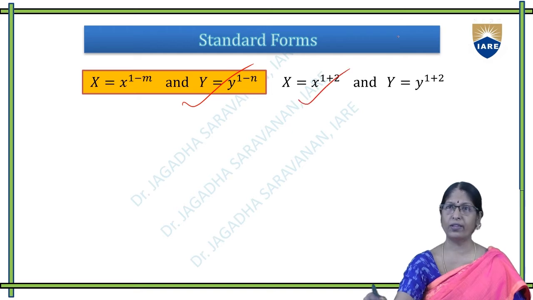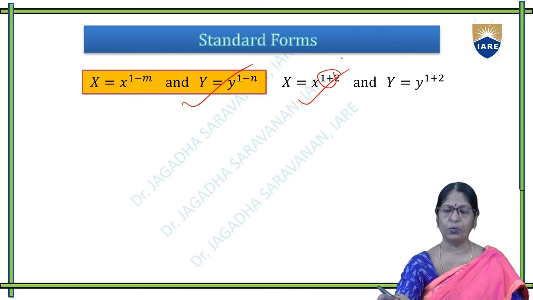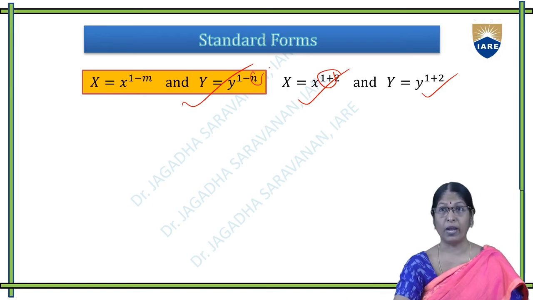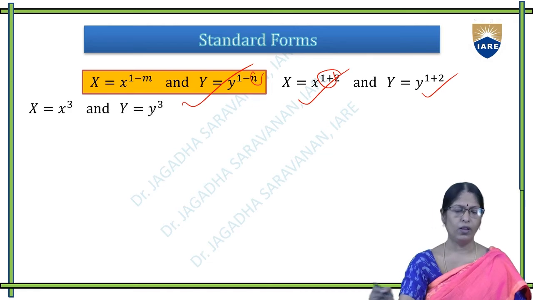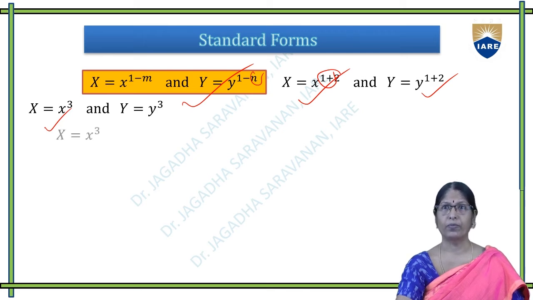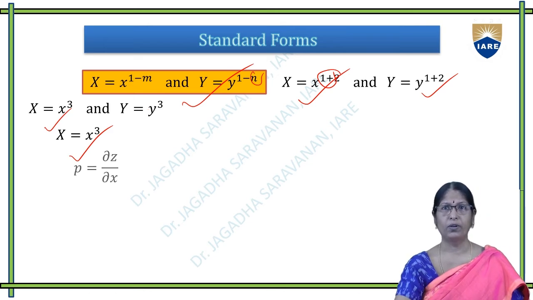So after replacing, the capital X is equal to x power 1 plus 2. For Y, n is there, that we are replacing by minus 2. According to our problem, n is minus 2. So 1 plus 2. So we obtained capital X equal to x cube, capital Y equal to y cube. So we have written capital X equal to x cube.